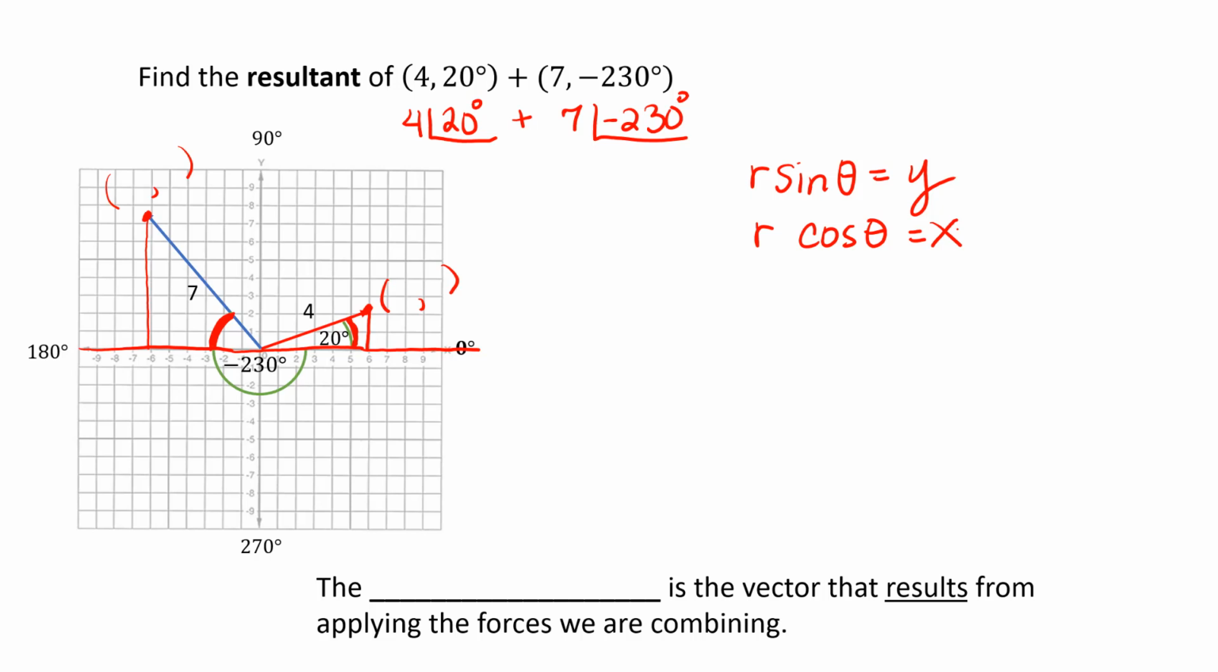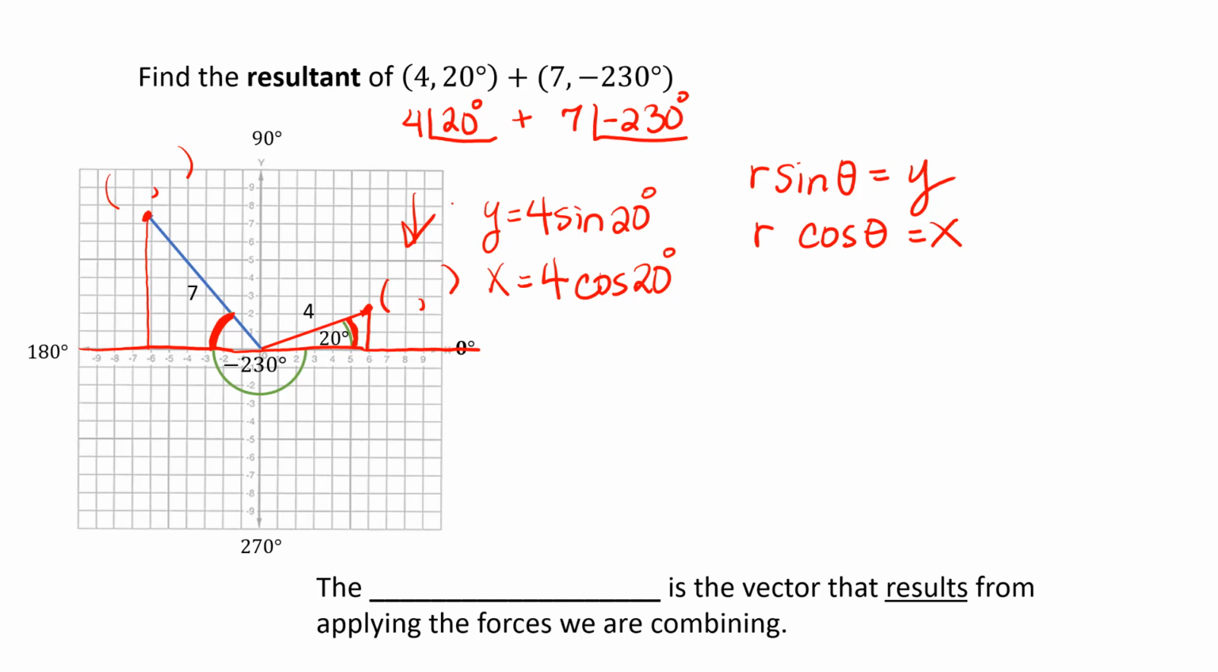Okay, so for the (4, 20°), we are looking at the angle between our radius and the x-axis. That's 20 degrees. And so r is 4. It's the length of that radius, the magnitude of that vector. So we know that to find y, we're going to say 4 sine 20 degrees. And to find x, we're going to say 4 cosine 20 degrees. That will give us the coordinates that go here.